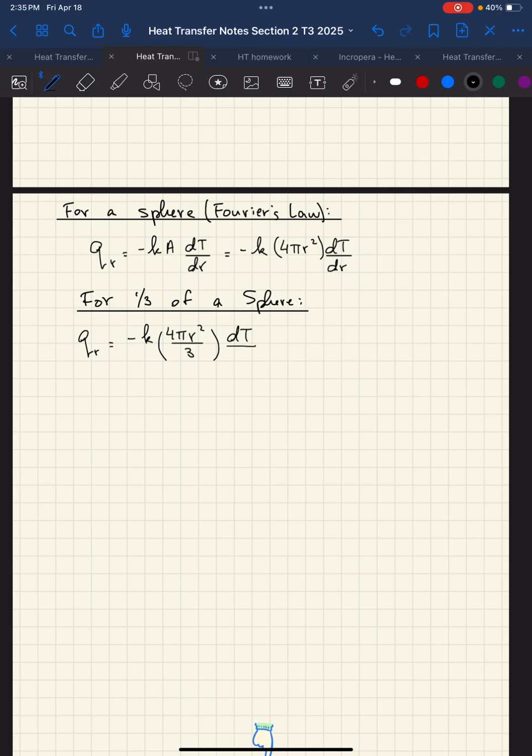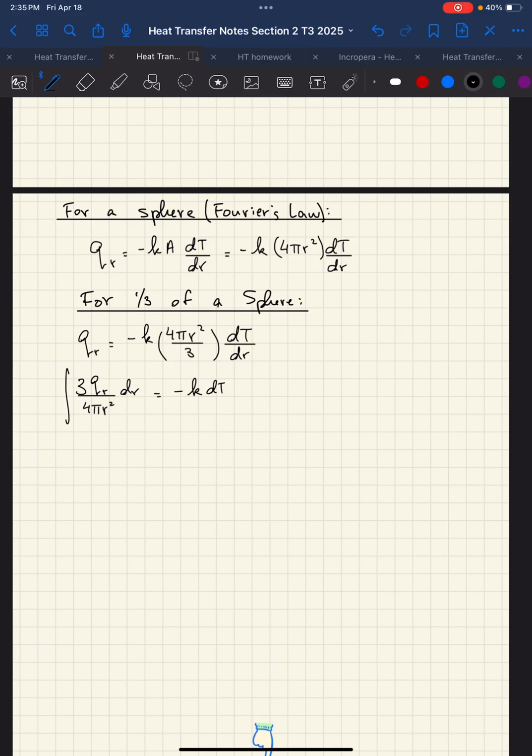And now you would just continue with the proof like you normally would to find the thermal resistance. So basically it's going to involve separation of variables. Everything that has r in it, I'm going to move to the left-hand side. So we're going to get here 3 times q over 4 pi r squared dr. On the right-hand side, we're going to leave the minus k dt, like so.